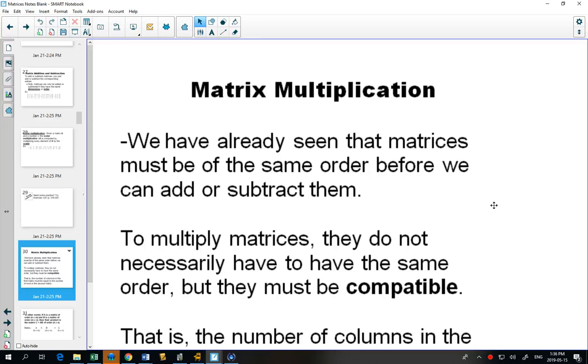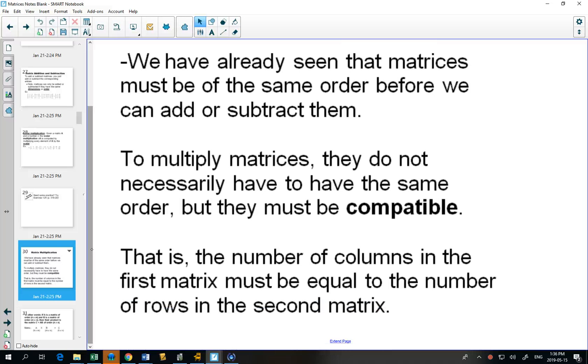Matrix multiplication. Prior to this we've added and subtracted. With adding and subtracting, matrices needed to be the same size. To multiply matrices, you just did a pattern and found out when it was possible to multiply them. We'll say they have to be compatible. The columns in the first matrix must equal the rows in the second matrix.